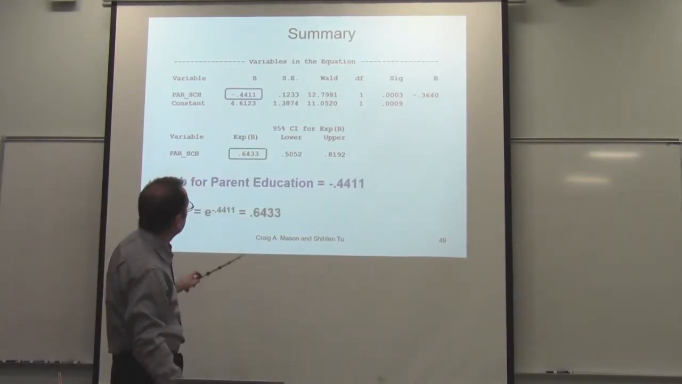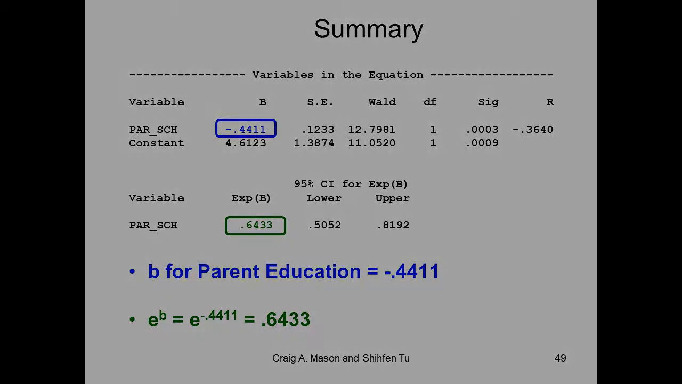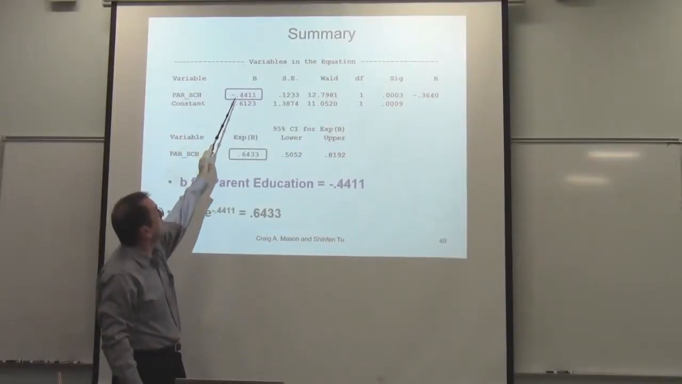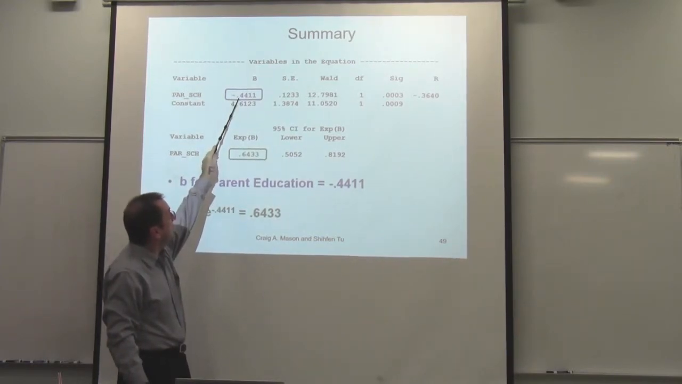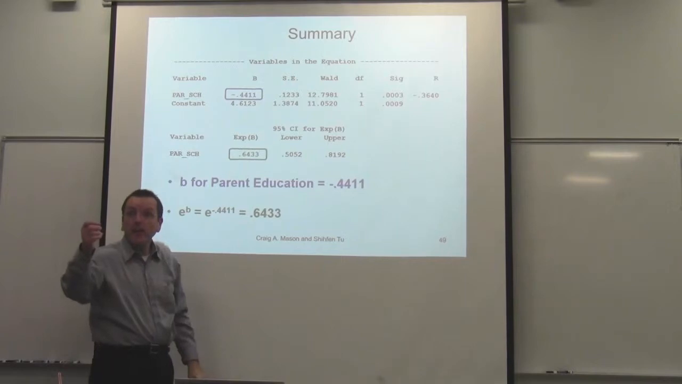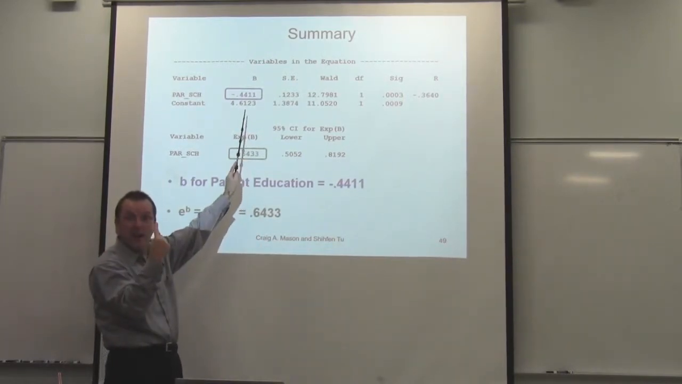I'm kind of getting ahead of myself, right? There's that coefficient we can calculate. The regression coefficient for parent schooling is negative 0.4411. I can calculate the odds ratio for that, because remember, that's predicting the log odds.